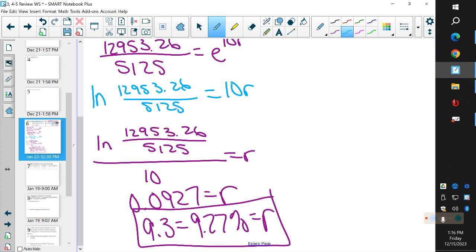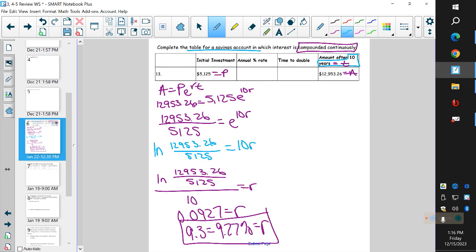So now that I know what my interest rate is, I'm going to come up here and I'm going to put 9.27%. Now I want to know the time to double. What is the formula for the time to double? 2P equals PERT. Tell me the shortened one. What happens to those P's? So what's my formula? 2 equals ERT. 2 is equal to ERT, okay?